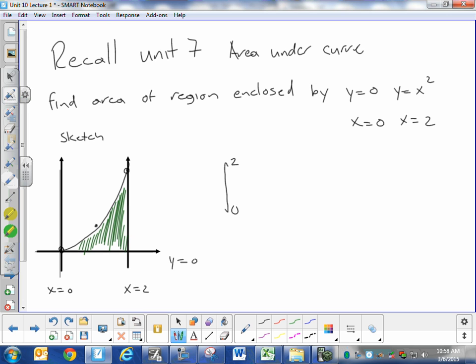It started at 0, went to 2, and what we did is we took a bunch of skinny rectangles that had a width that was an instantaneous change in x, so it's very, very skinny, which is why we denoted that width as a dx, and then the height was determined by the function. So we would say the integral from 0 to 2, an infinite sum of a bunch of heights times a bunch of infinitely skinny widths. This is area under a curve.